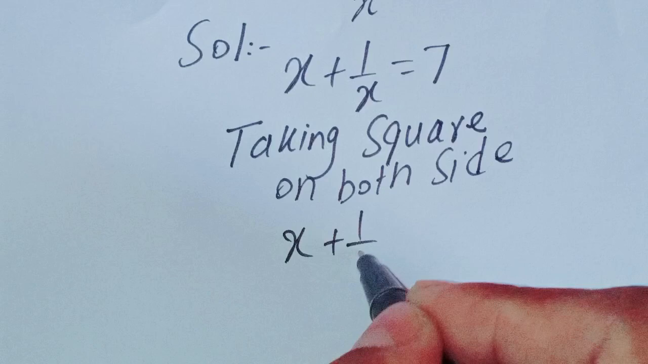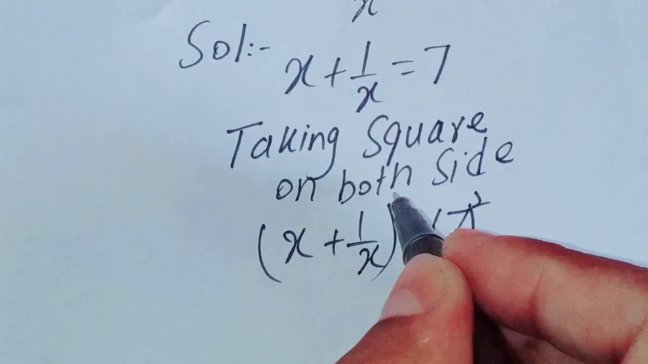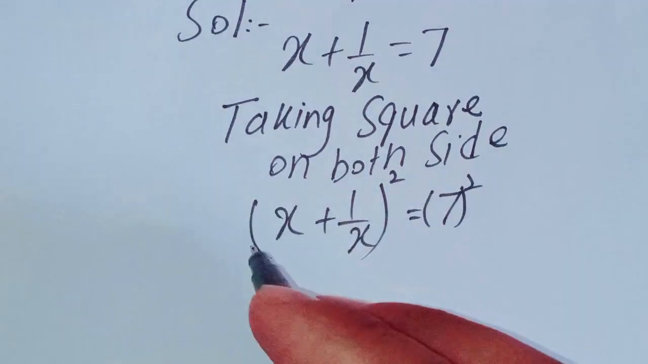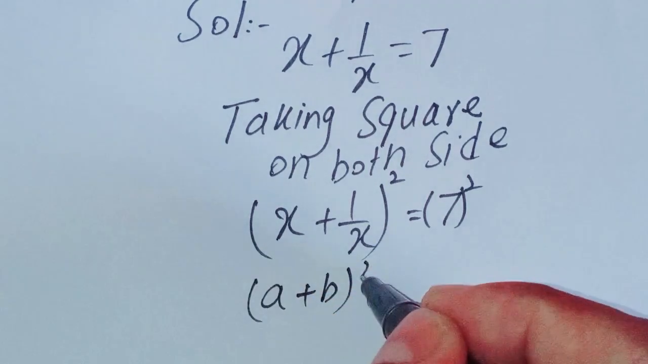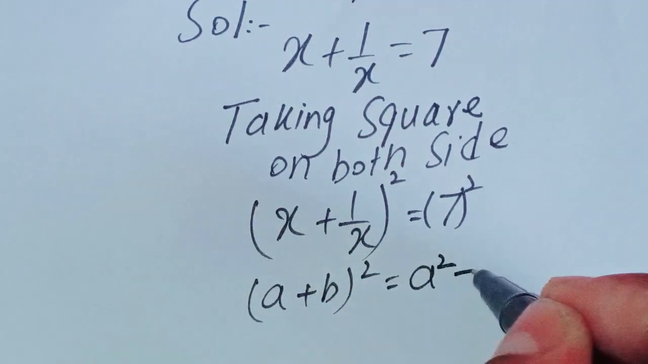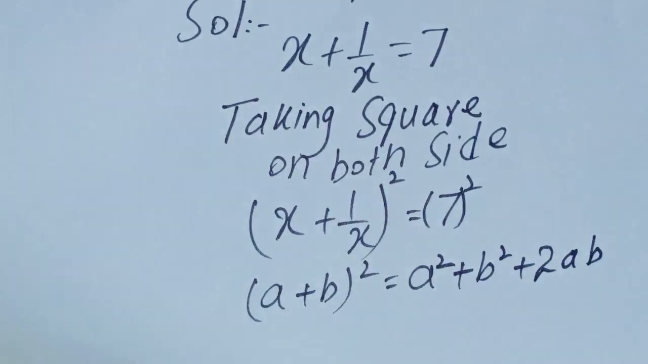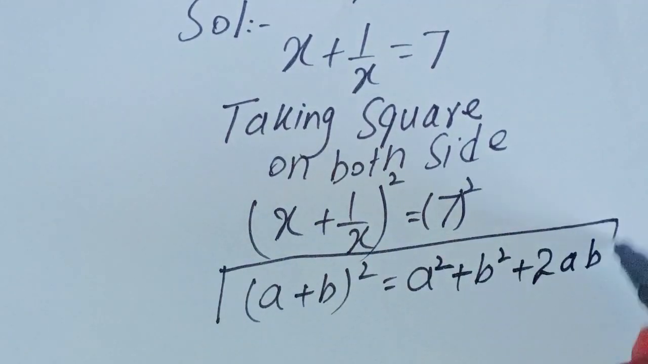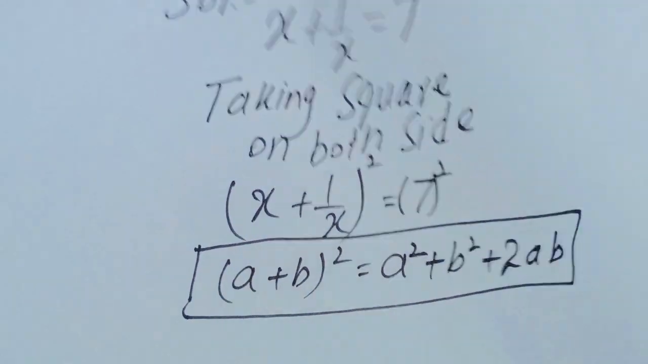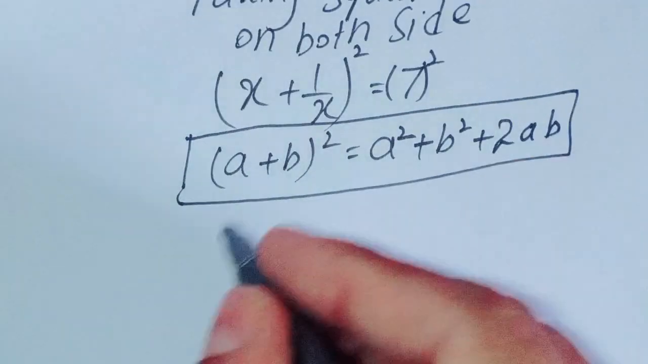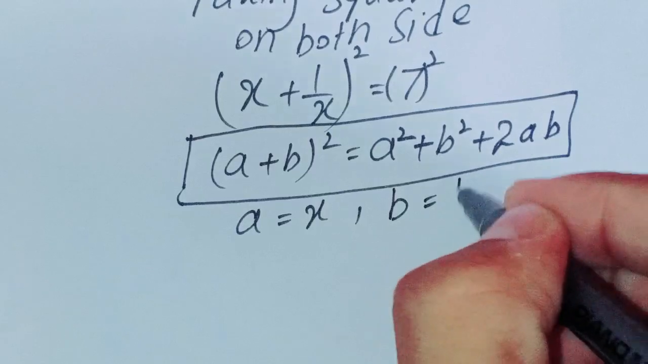x plus 1 over x whole square is equal to 7 square. So we know that a plus b whole square is equal to a square plus b square plus 2ab. Now we apply the formula on this. a is equal to x and b is equal to 1 over x.